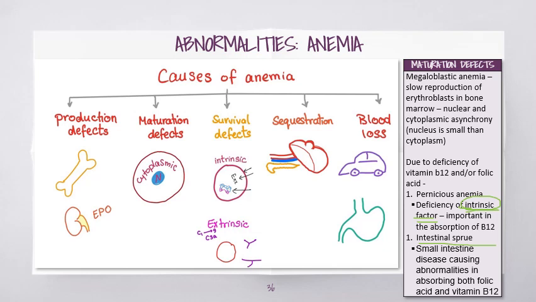A good example in vitamin B12 or folic acid deficiency is infection by the fish tapeworm, Diphyllobothrium latum. In that infection, the parasite itself competes with the body for vitamin B12. Okay, so I gave you three.